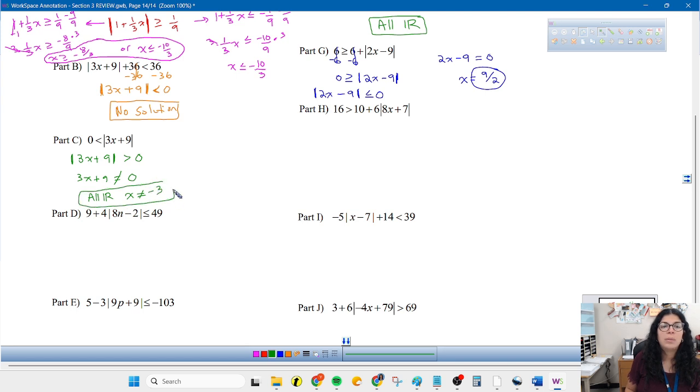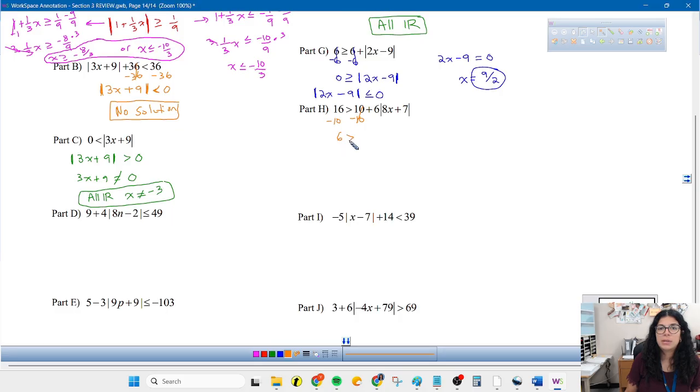So it's going to be all real numbers, but x not being negative 3. Any other number, x could be negative 3.5, x could be 30, negative 327. It could be any number, just not negative 3. Okay, part H. I'm going to go ahead and subtract 10 first.